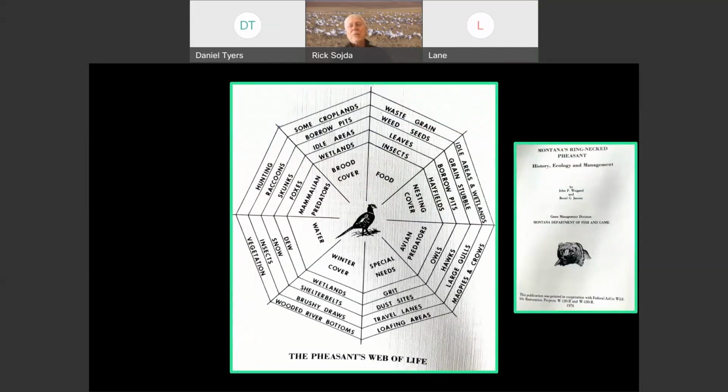Back in the 70s, John Wiegand and his colleagues put together this book as a Pittman Robertson project here with Fish, Wildlife, and Parks, and it really stands as a great description of what's going on back then in Montana, and it really hasn't changed a whole lot. The basic ecology of upland game birds hasn't changed that much either. The habitat obviously has, but it's about nesting cover, it's about brood cover, it's about food, and it's about winter cover. John and his colleagues also mentioned predation and water and special needs and some other things, but it's basically about those 4 items: brood cover, food, nesting cover, and winter cover.